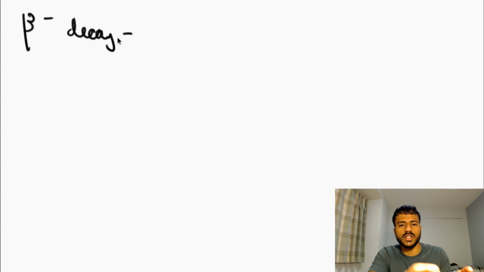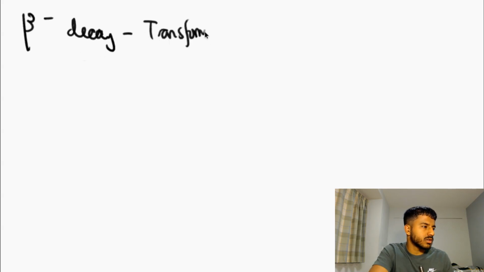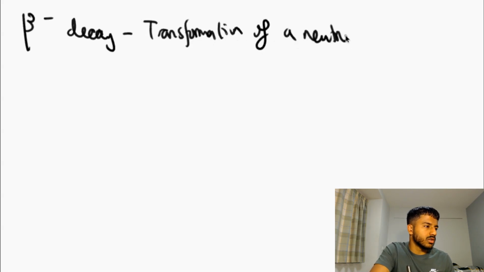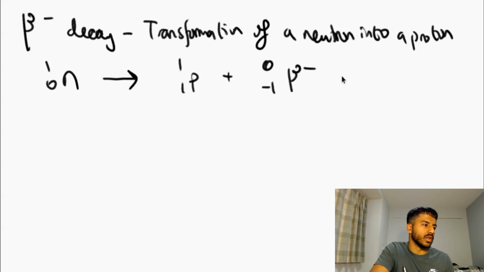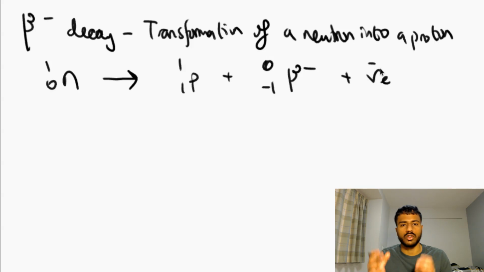Now in general, the beta minus decay is simply a transformation of a neutron into a proton. So our beta minus decay looks something like this. We have a neutron transforming into a proton and an electron, or a beta minus particle, with our anti-electron neutrino.